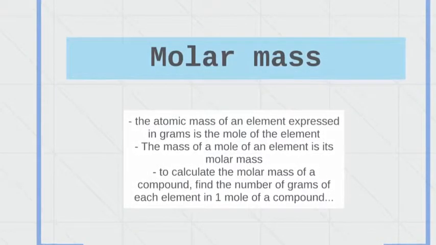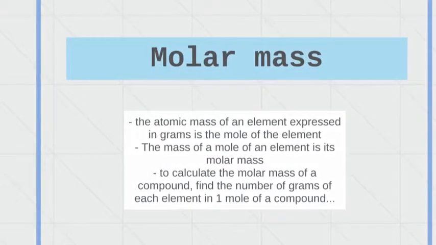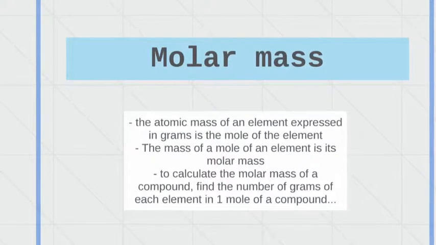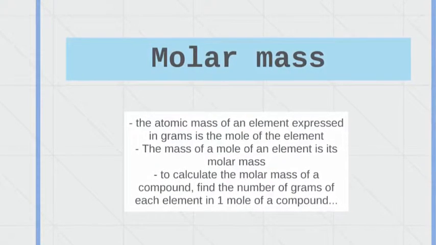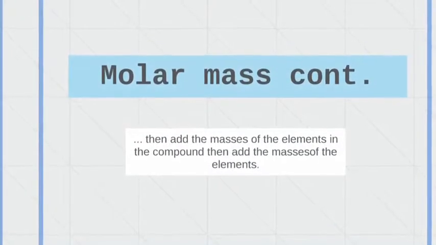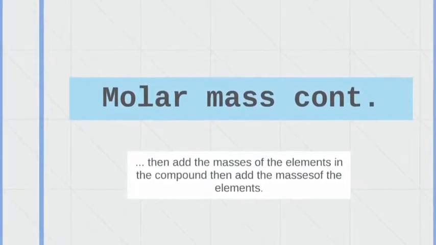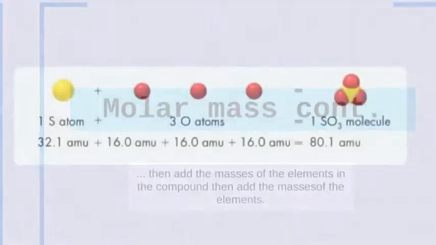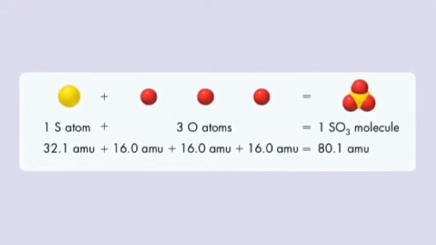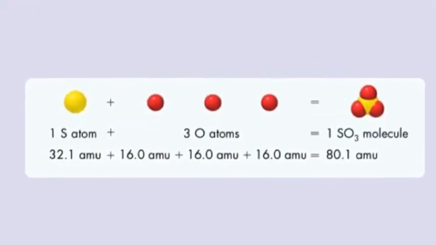To calculate the molar mass of a compound, find the number of grams of each element in 1 mole of a compound. Then add the masses of the elements in the compound. This table shows how to find the molar mass.